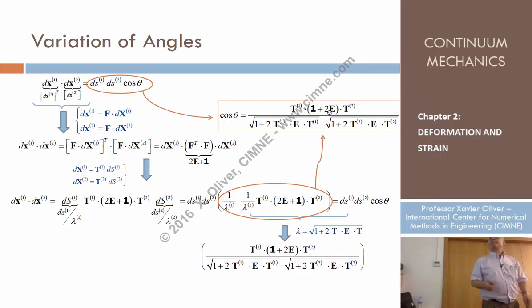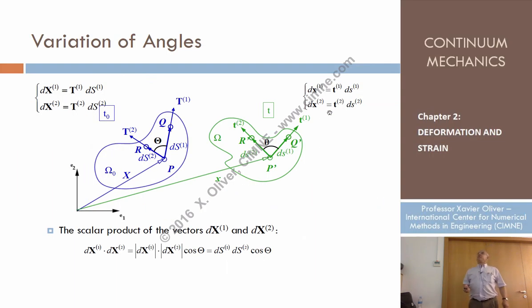A similar derivation can be done the other way. Imagine that now I know the relative position around one particle of two neighbor particles, Q and R, at the current configuration. So now what I know is the angle theta, the final angle. And I wonder what was the relative angle of these particles at the original configuration. So I want now to compute capital Theta.